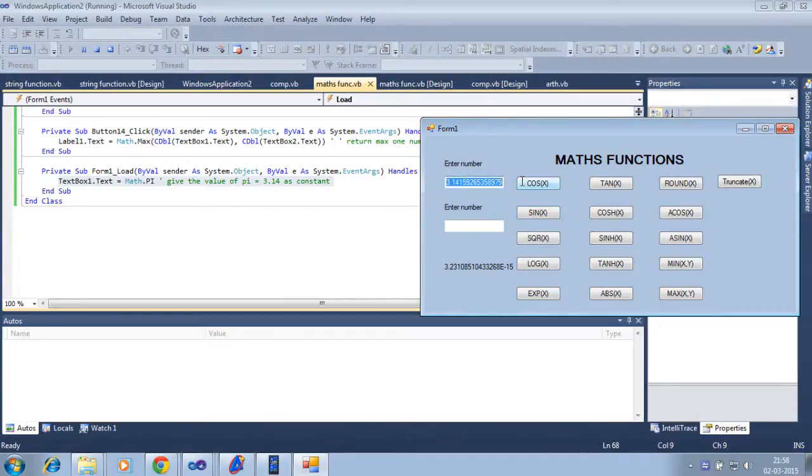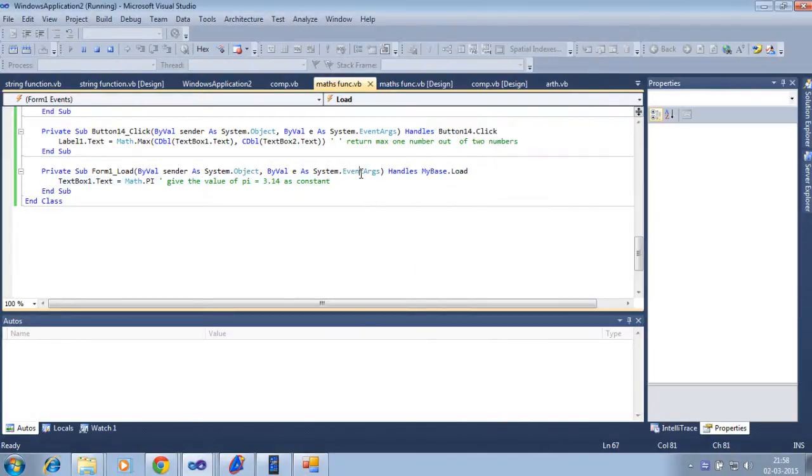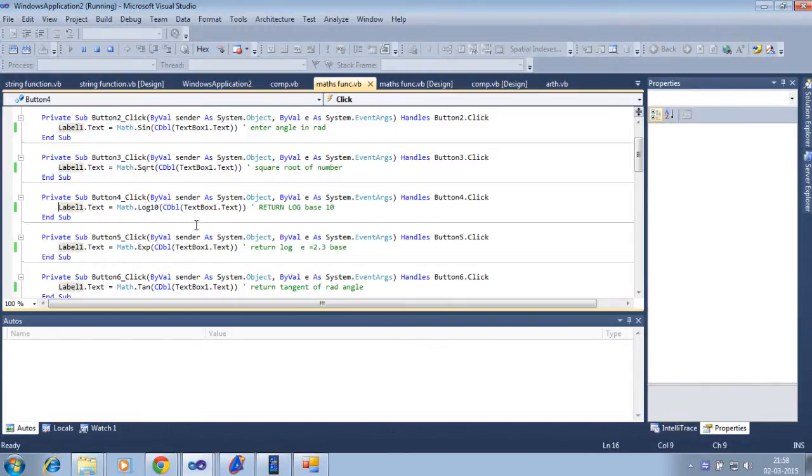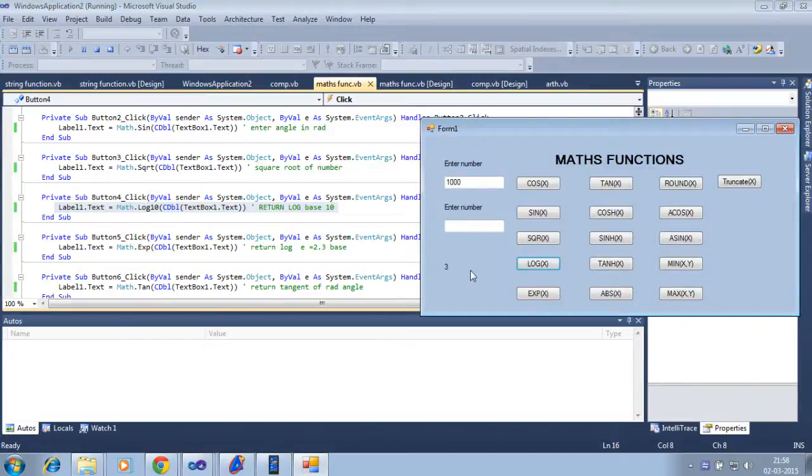There is another function for calculating the log. 1000 is a log based on 10. So here I defined it to return the log base 10. When you click on this, it returns log base 10. For 1000, 10 to the power 3 is 1000, so the log is 3. Here are the exponentials, so you can say exp is the exponential function. Here are 10 to the x, cosh, sinh, the hyperbolic functions.